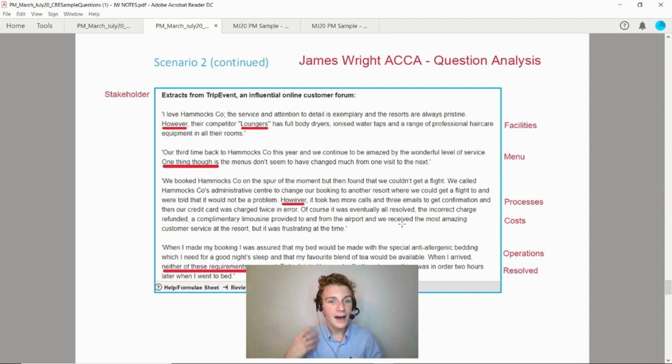Next one on there, our third time back to Hammocks Co. this year, and we continue to be amazed by the wonderful service. Tick, good point. One thing though is, right, that flip again, the menus don't seem to have changed much from one visit to the next.